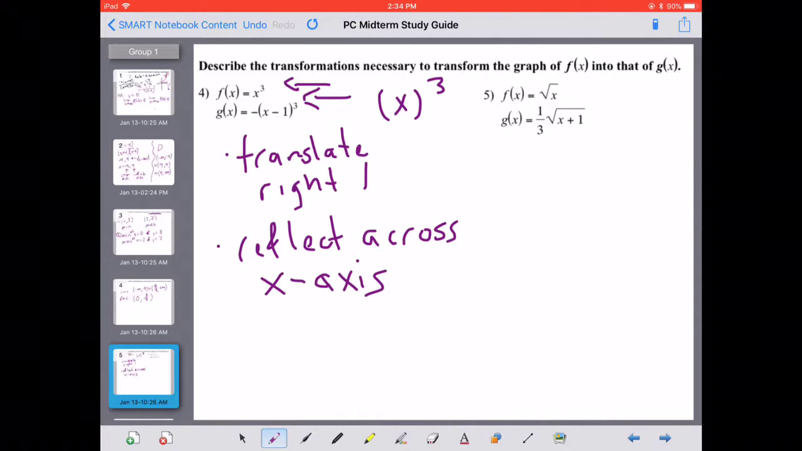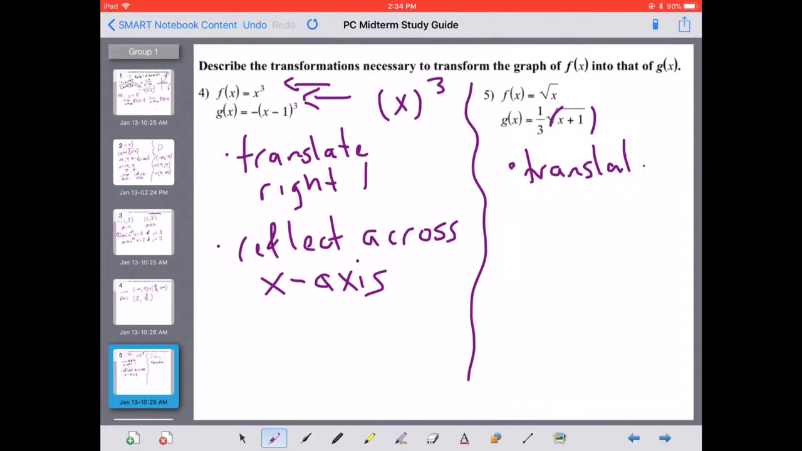Number 5 is a little bit more interesting because we have a little bit of different things going on. So if we look inside the parentheses, we don't really have parentheses. If we look inside the radical sign, we have some stuff going on. We have x plus 1. Again, since it's inside the parentheses, it acts a little bit goofy. So here we're going to translate, and because it's positive, we're actually going to go to the left 1.